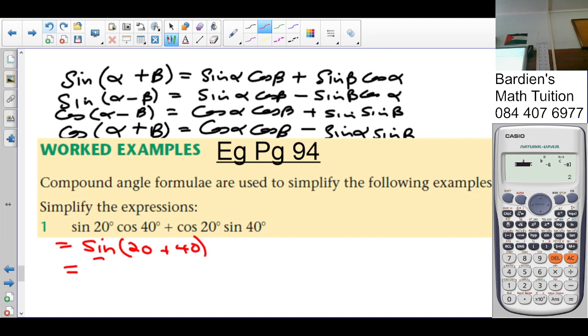So that's simply going to give us sine of 60. My special angles, do not use your calculator, try and work with the special triangles.